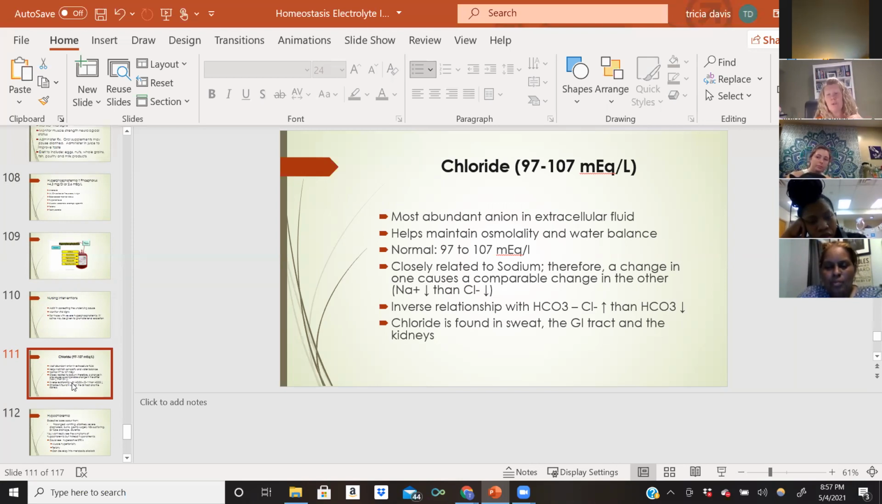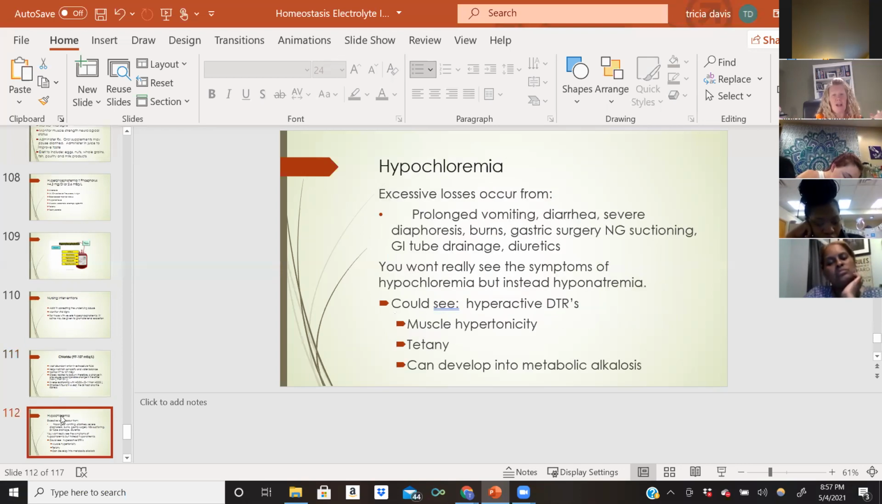Chloride is going to be found in our sweat. We find it in the GI tract, and we find it in the kidneys. So just by looking at that statement, we know that any patient that is going to have any kind of GI issue, so if they're having vomiting, they're having diarrhea, we're doing suctioning on them, they are going to have abnormal chloride levels one way or another, depending on what's going on. If their kidneys are not working properly, we already know that they are at risk for suffering from hypo or hyper levels of chloride, right? Because we've been talking about this all night.